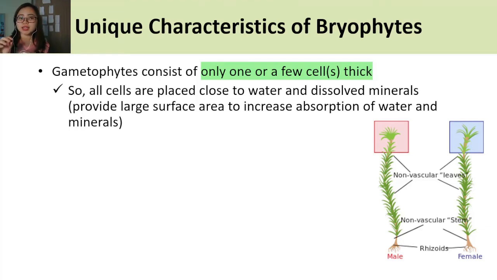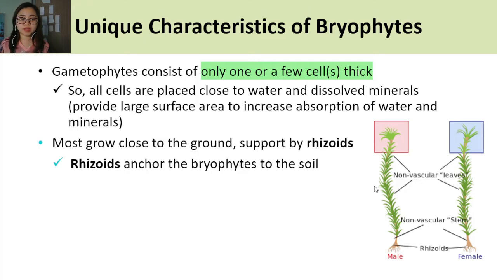Biasanya bryophytes dia akan tinggal di tempat yang basah, lembab untuk sebab ini. Okay, they are in the moist and wet places, so they are close to water, so they can absorb water easily and absorb the dissolved minerals in water easily.